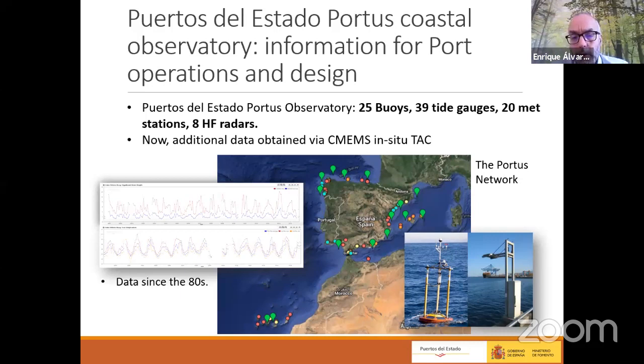Puertos del Estado has this, you can see here in a single map, every dot here means a buoy, a tide gauge, or an HF radar. We have one of the largest networks in the world: 25 buoys, 39 tide gauges, 20 meteorological stations and 8 HF radars. And we are also obtaining additional data via Copernicus In Situ TAC, which is a European system to provide information about the ocean. You will have a presentation on Copernicus tomorrow that I recommend.